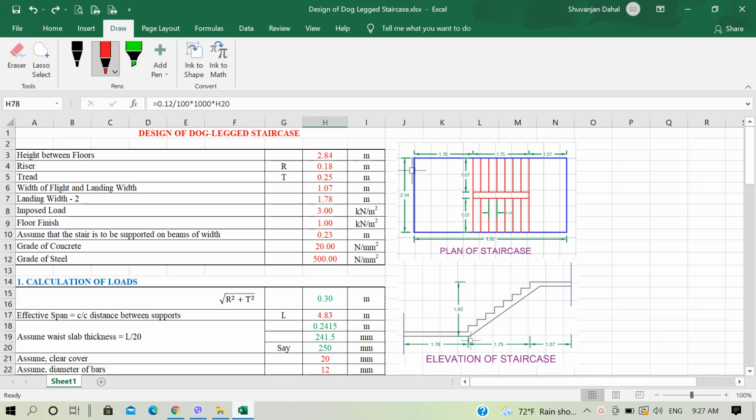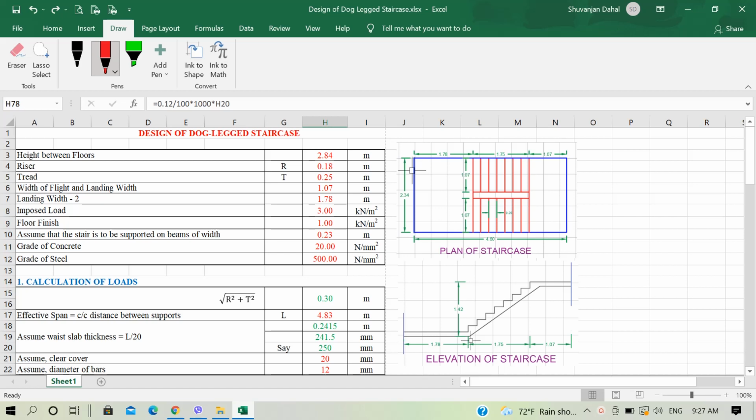Welcome you all to another lecture on the design of seismic resistant RCC building. In our previous lecture, we discussed the design of staircase. We looked at some codal provisions and we looked also at the detailing of staircase.